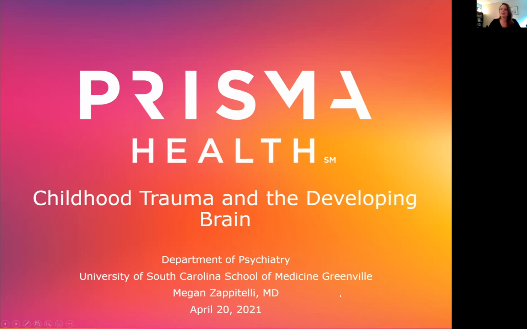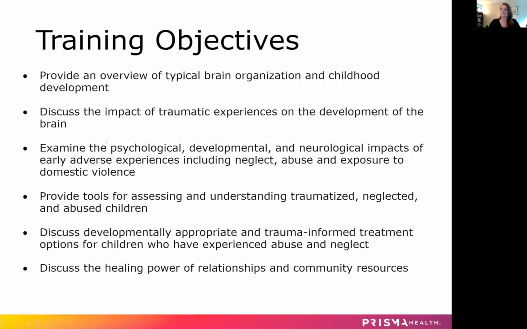So without further ado, let's review our training objectives that you all may be familiar with from the registration. Today we will review typical brain organization and childhood development. Once we establish what typically should happen, we'll talk about how trauma affects the development of the brain, and how those changes in the brain can influence the psychological, developmental, and neurological impacts when patients, or kids, I say patients a lot because that's normally how I'm talking about young people. Forgive me if you typically use clients or children or adolescents or young people. I may say patients because that's what I'm used to saying, but I know that you all know who I'm speaking about. When kids experience neglect and abuse when they're young, how does that change their developmental trajectory?